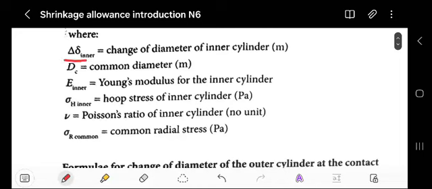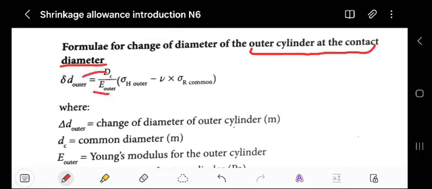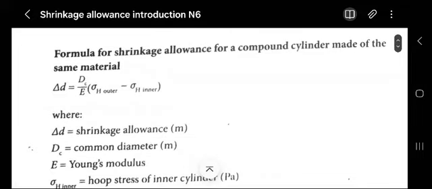Here this is the change in the inner diameter of the cylinder at the common diameter, with the modulus of the inner, the hoop stress of the inner cylinder, the Poisson ratio, and the common diameter. We shall see the formula for now. Formula for change in diameter of the outer at contact. Remember, first was the inner, now it's the outer. Here we'll have outer, common. You see the differences here. We shall see how we go about calculating the change in diameter for now.